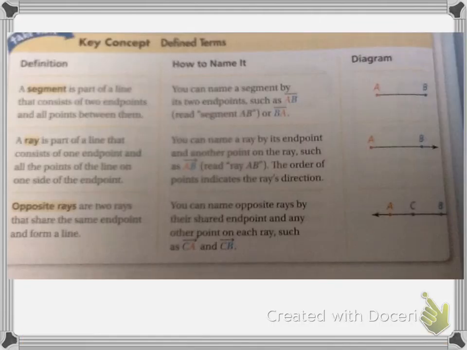A segment is defined by 2 points. If you'll notice, it doesn't have any lines on the top of it. A ray is still denoted by 2 points, but it has an arrow at one end of it. Okay, and again, you can see that in the name of it. And also with a ray here too, they're talking about opposite rays, which have the same endpoint, so CB goes this way, CA goes that way.